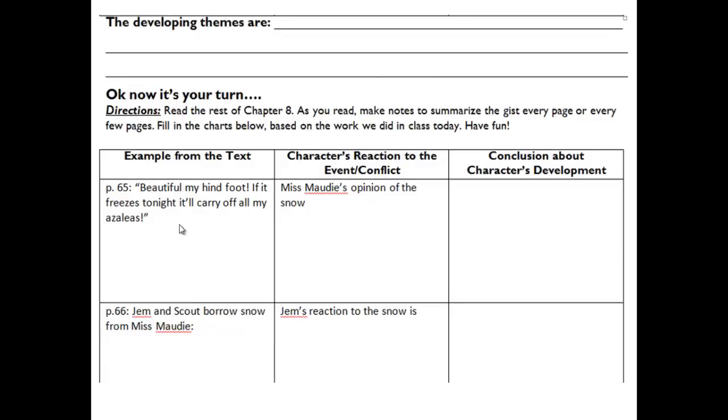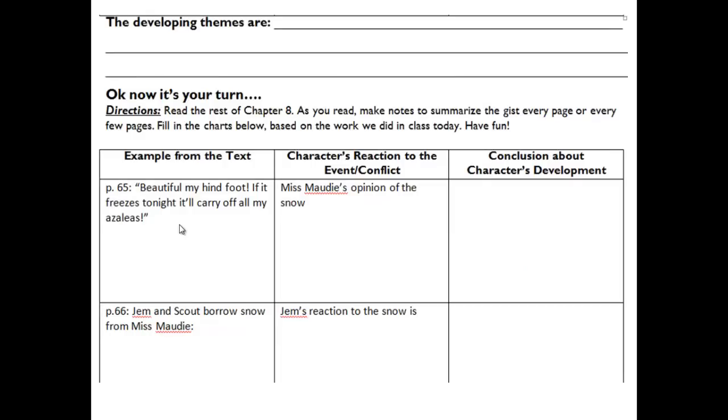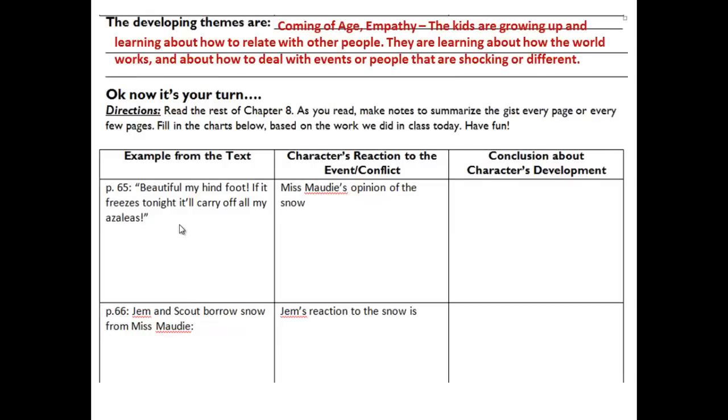If we think back to the last page, we had Jem becoming more mature, and we had Scout being innocent and naive. So the themes that are really speaking to me are coming of age and empathy. These are the first two that I've mentioned up here, if you look. And then I explained it. I wrote, the kids are growing up and learning about how to relate with other people. They're learning about how the world works and about how to deal with events or people that are shocking or different.